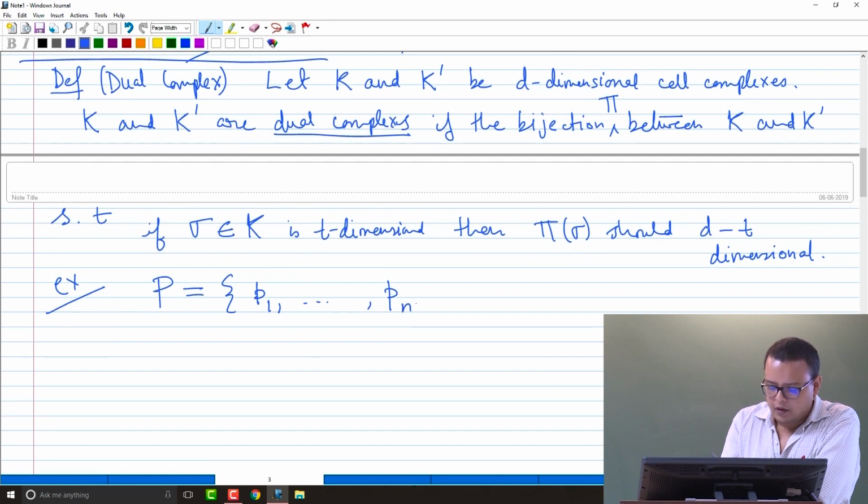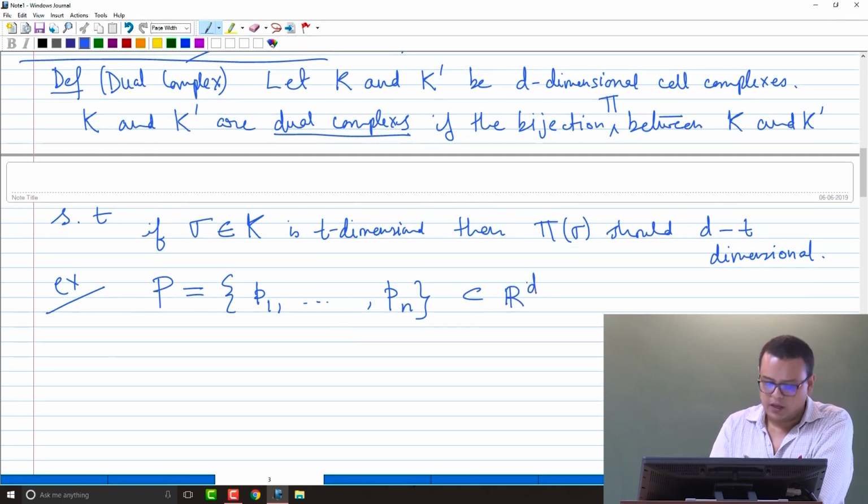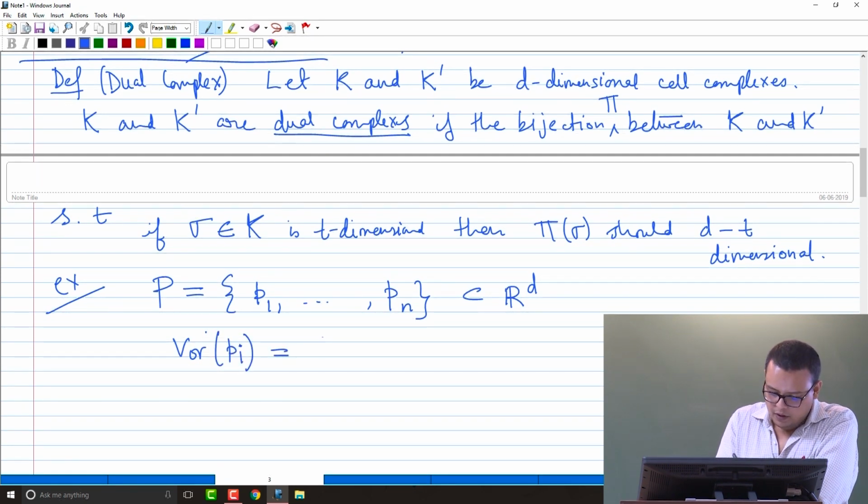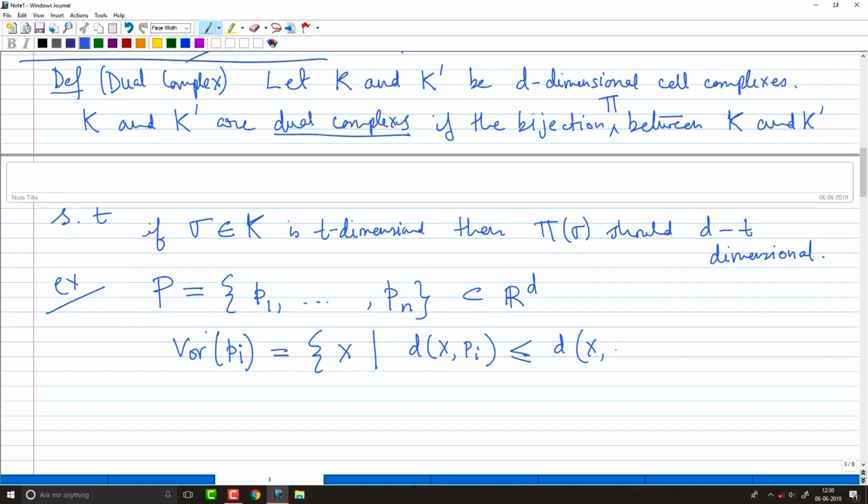So let's do it in R2. I mean, it goes through in RD. Let's say they are in general position and whatever. So let's do it in RD itself. So why not? This is a subset of RD. So we define a Voronoi cell of Pi to be all the x's such that the distance between x and Pi is less than or equal to d of x comma Pj.